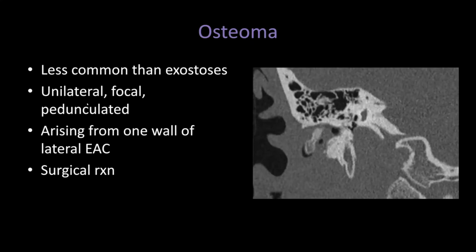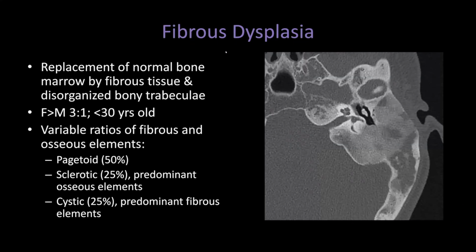Osteomas, in contrast, they're less common than exostoses, and these are typically unilateral, focal, and pedunculated. And so you're going to see them usually one side, and they just kind of look more elongated, unlike the last case where they were really sessile bony protuberances. And these will typically only cause conductive hearing loss if they obstruct the canal enough, or if they obstruct by trapping some soft tissue behind it. And these are also typically surgically resected.